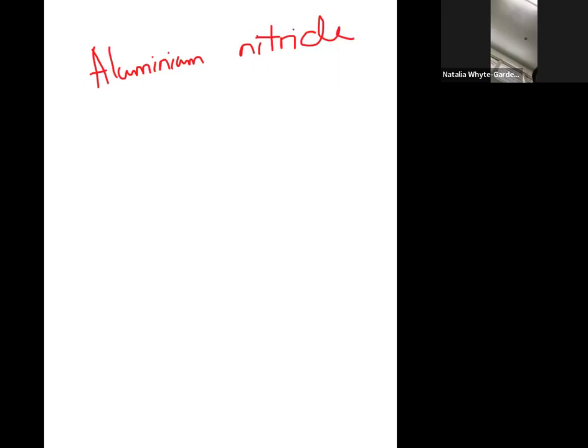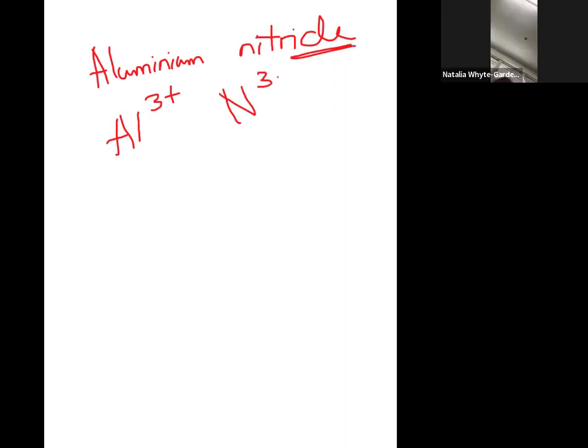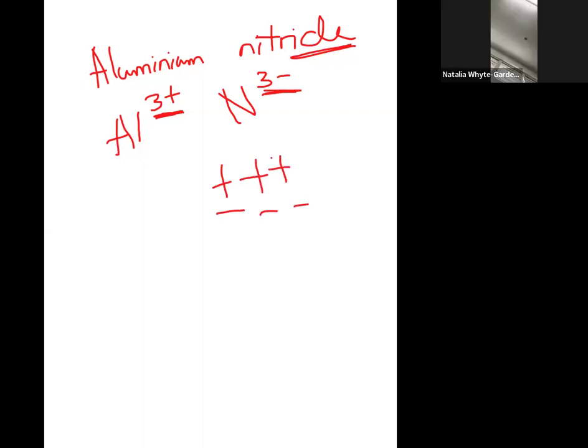So we have aluminum nitride. What's the charge on the aluminum ion? Plus 3. What's the charge on the nitride ion? 3 minus. So how many nitrogen do I need to cancel out 3 plus? And how many aluminum would I need to cancel 3 minus? The 3 plus and 3 minus just cancel out, so I need 1 of each. Both of them have the same valency.